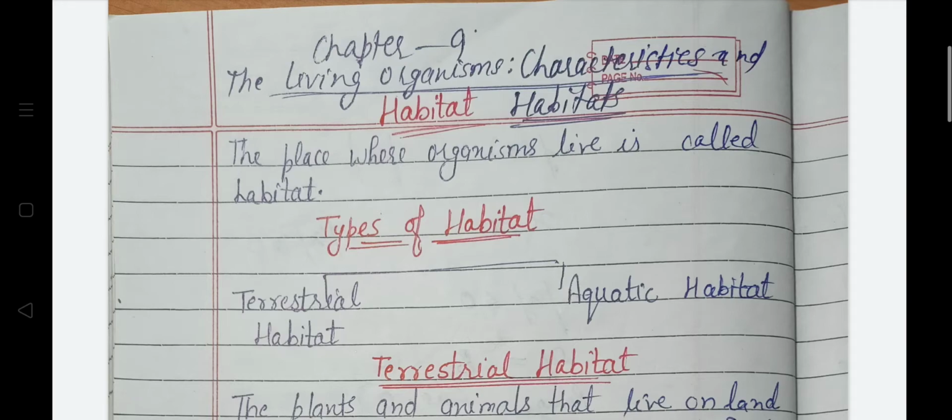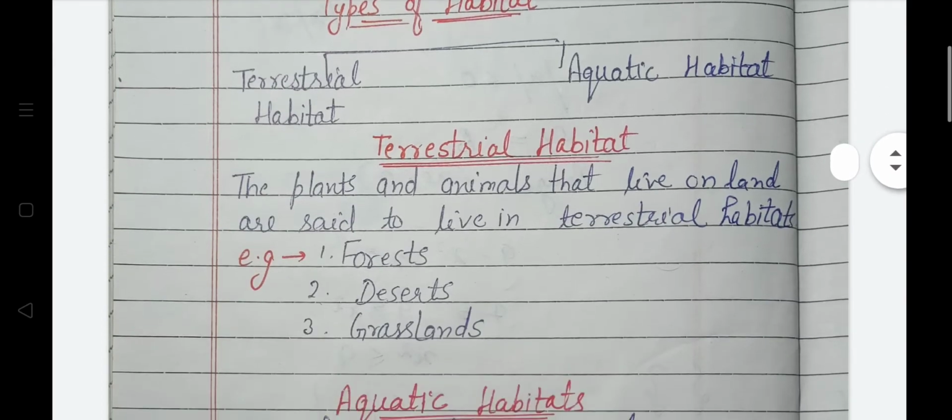Today I will do one short revision of chapter 9, the living organisms, characteristics and habitats. What is habitat? The place where organisms live is called habitat. Types of habitat. There are two types of habitat.